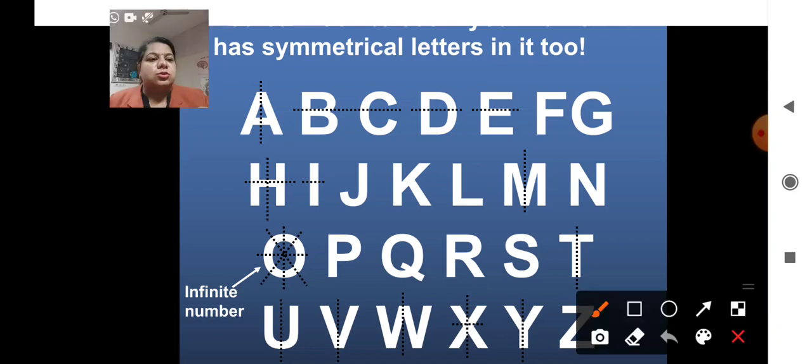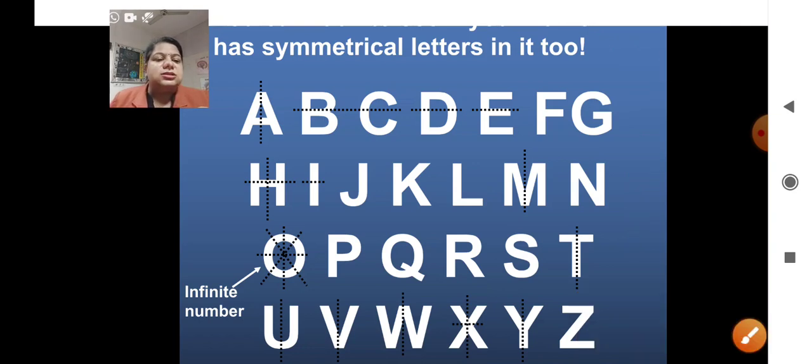Students, please note, if you are writing the Y alphabet like this, then it doesn't have any line of symmetry. If you want it to have a line of symmetry, you have to write the English alphabet Y like this only. If you write it like this, then it will have this vertical line of symmetry. If you are writing it like this, then it will not have any line of symmetry, right? Then the English alphabet Z, it is not having any line of symmetry. Now let's discuss some particular cases of alphabets.